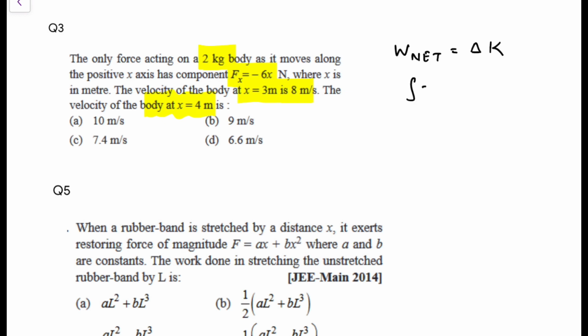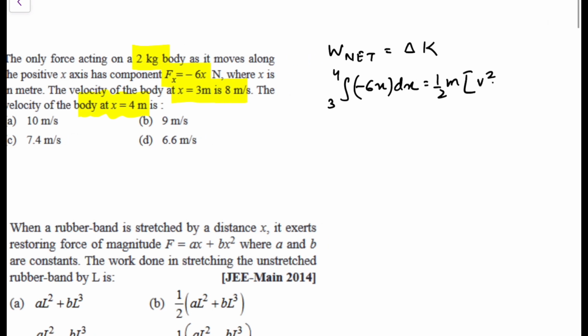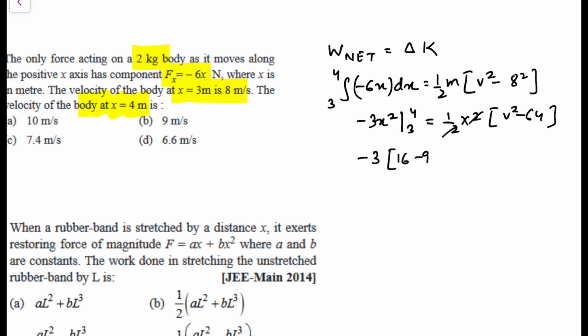And W net is Fx dx, that is minus 6x dx, and you will put the limit from 3 to 4, and that would be equal to half m speed at x equal to 4 square, let's say v square, and initial speed at x equal to 3 is 8 square. So if I solve it, minus 6x integration comes out as minus 3x square from 3 to 4, that is half into mass, which is 2, into v square minus 64. So this we can cancel up. So what we have, minus 3 into 16 minus 9 is v square minus 64.